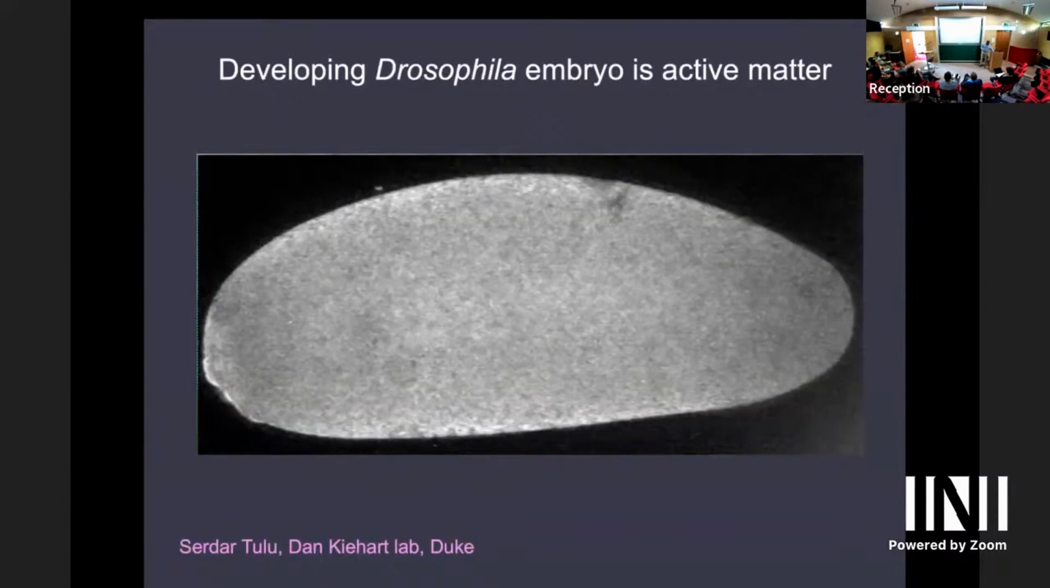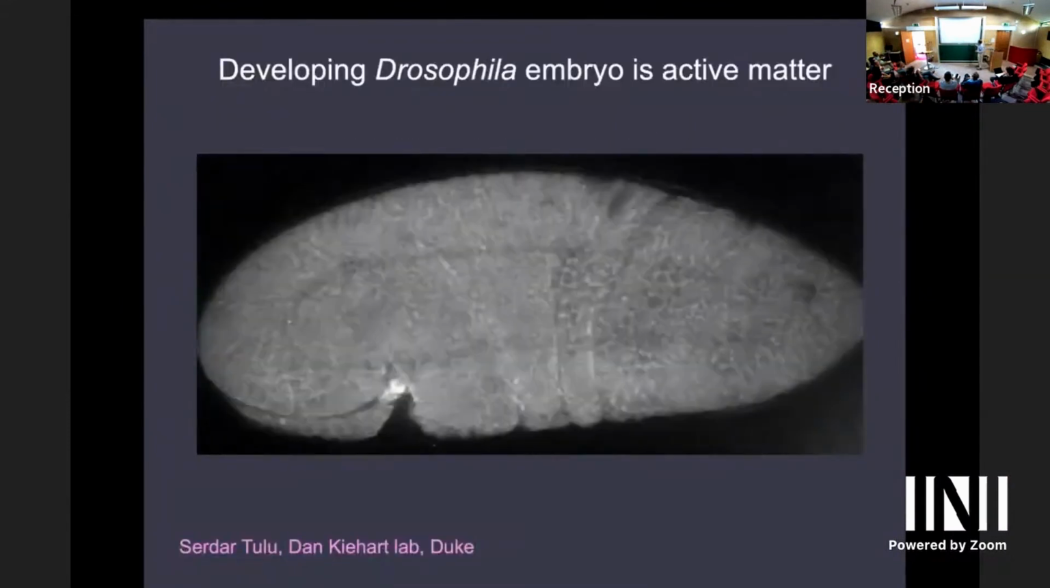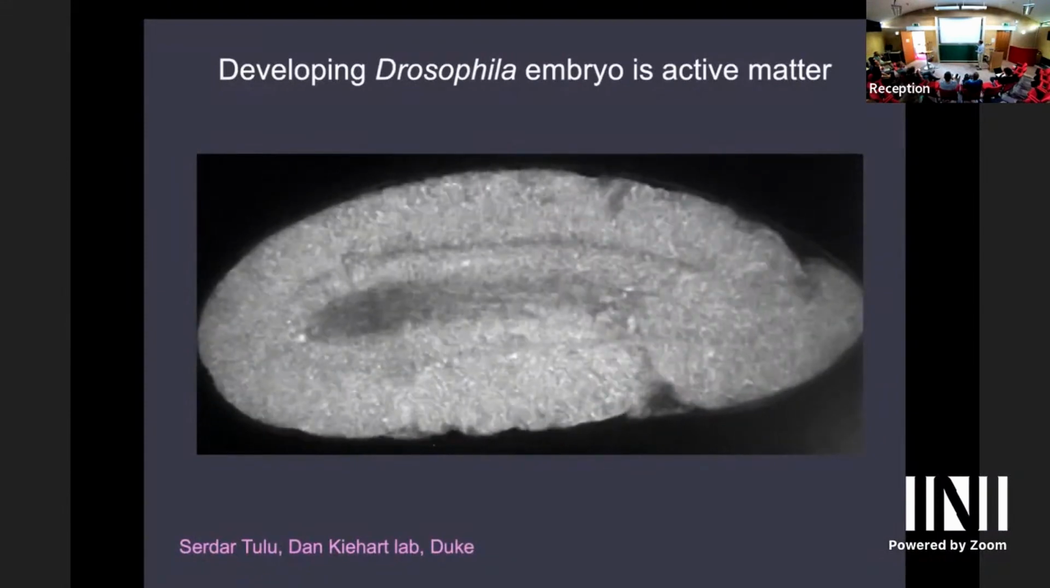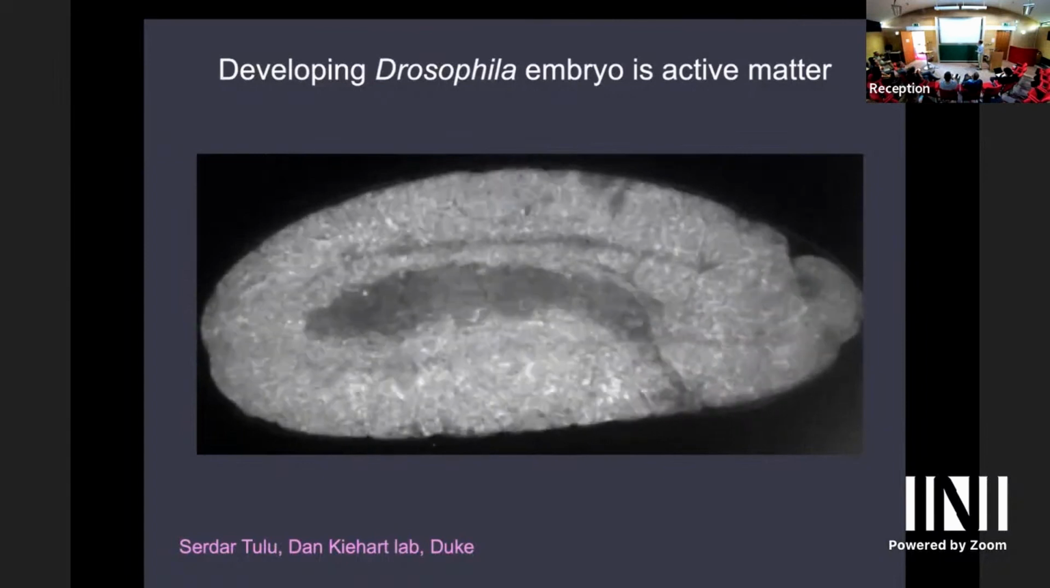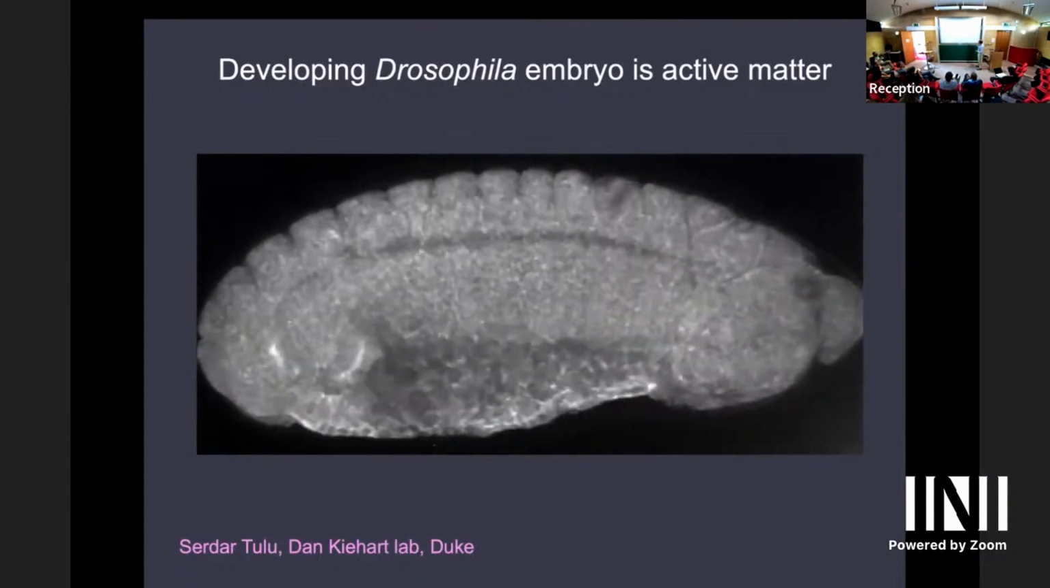Is what happens pretty much, I mean, at the end of this movie. So this is the germ band extension, and then it's the process called germ band retraction, which is when this part moves back. And this kind of opening that's left here, that's the dorsal opening.